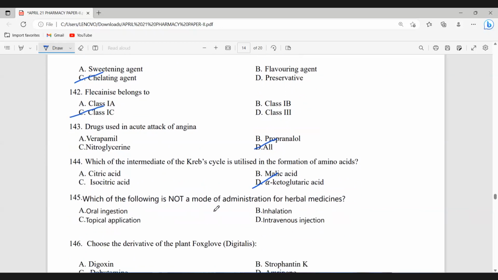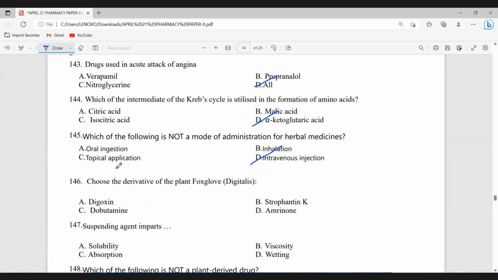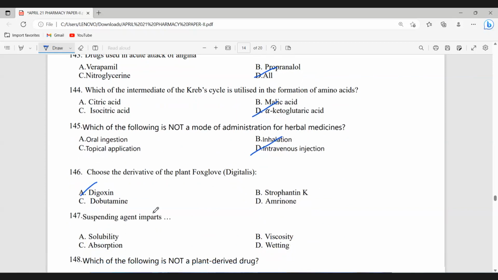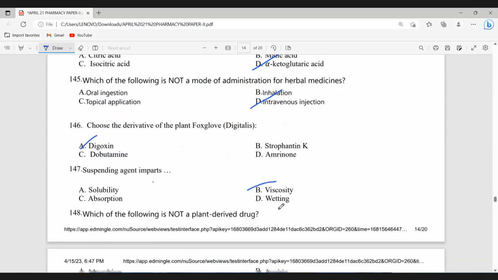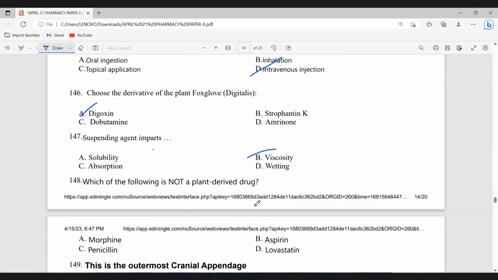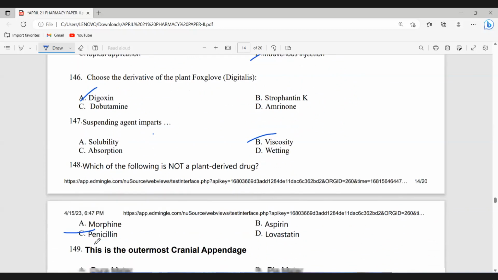Which of the following is not a mode of administration for herbal drugs? Intravenous injection, we cannot give. Choose a derivative of plant foxglove. 146. Digoxin. Then suspending agents impart viscosity. 148. Which of the following is not a plant derivative? Penicillin is not a plant derivative, it is from fungus.